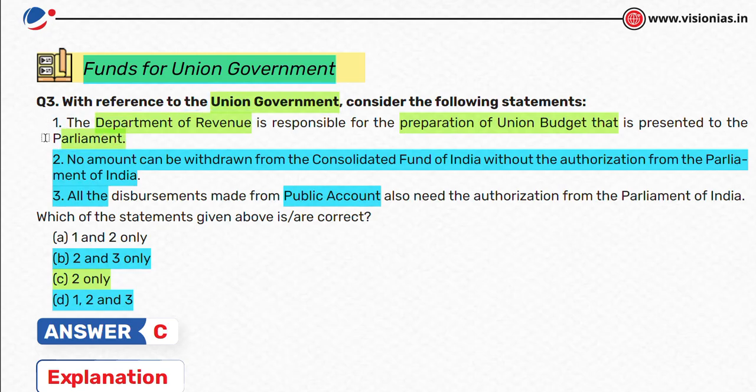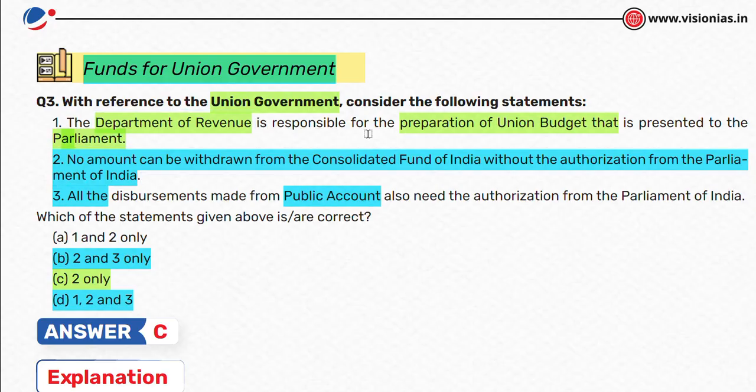What is the logic of UPSC? What is in the mind of UPSC is that they often change this particular thing. You must remember that most of the time, whatever department they mention, they will write it wrong. So we will consider this statement as wrong.